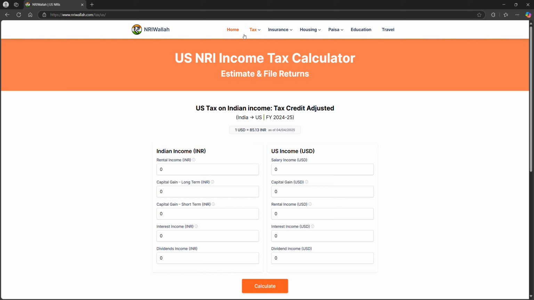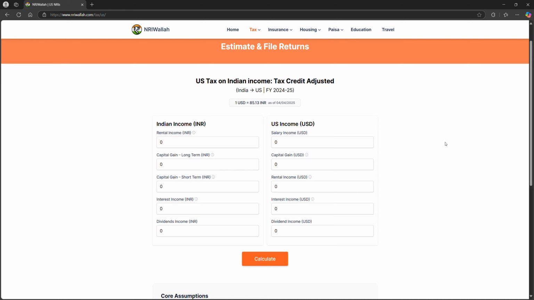Friends, there was a long demand from the US NRIs. As you know, the NRIs in the US are the largest chunk, actually the highest. So what I have attempted is a US NRI income tax calculator. That's from the NRI Wala. It's a similar attempt to what I have done for the UK. So let's see how it works.